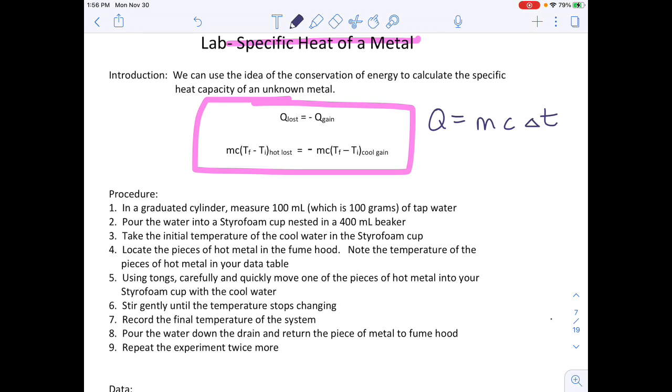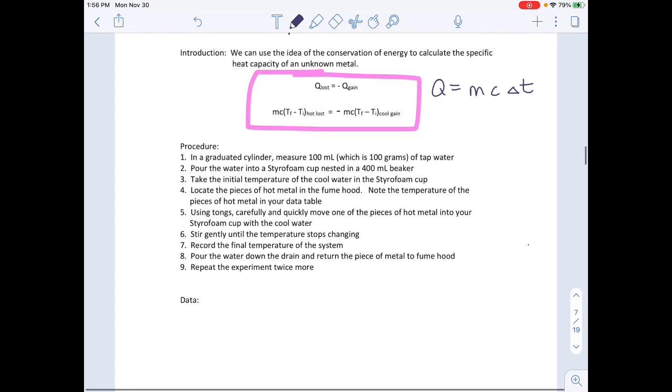We're going to use this lab to take a hot metal, put it in cold water, and collect some data. We're going to know a lot of information about the water, and we're going to need to find the specific heat of the metal, which we're going to be able to do after we work ourselves through this lab.